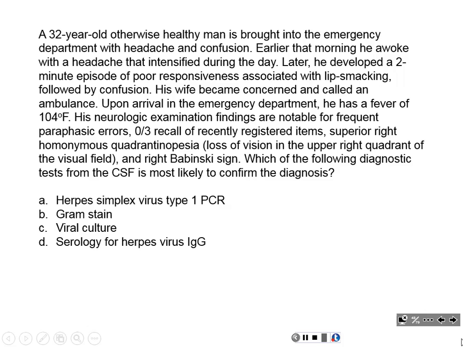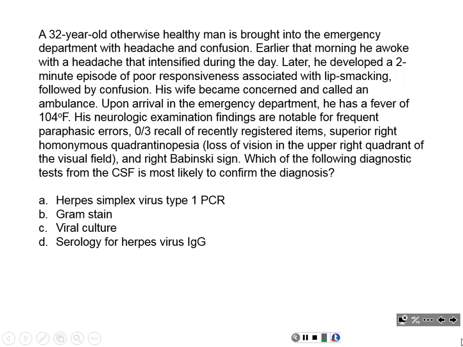So then, last question and a break. A 32-year-old, otherwise healthy man is brought into the emergency department with headache and confusion. He woke up with a headache that intensified throughout the day, so a progression of this symptom. Later, he developed a 2-minute episode of poor responsiveness with lip smacking and confusion. So some focal neural deficits there. He has a very caring wife who got a little concerned and said, "Hon, you have got to go to the ER," and called an ambulance.